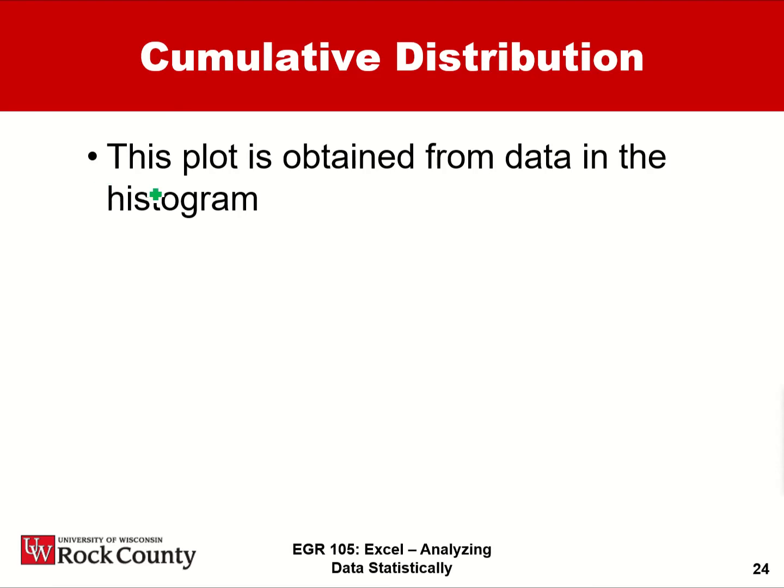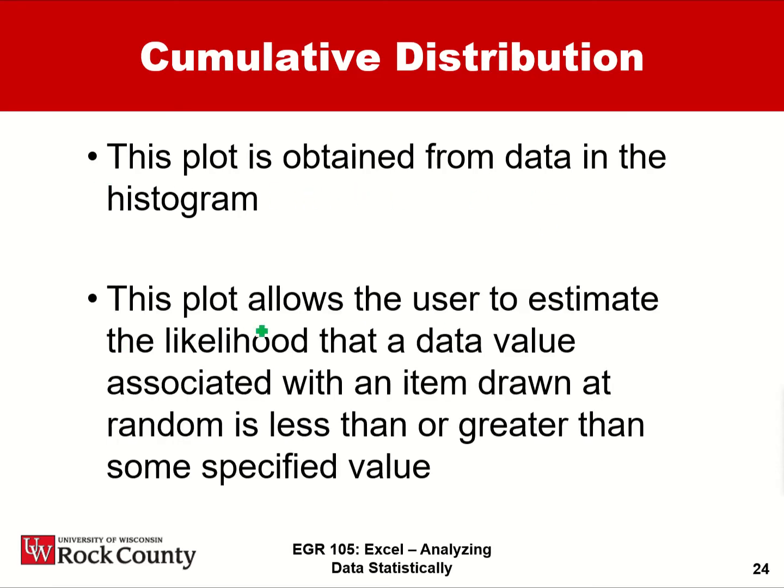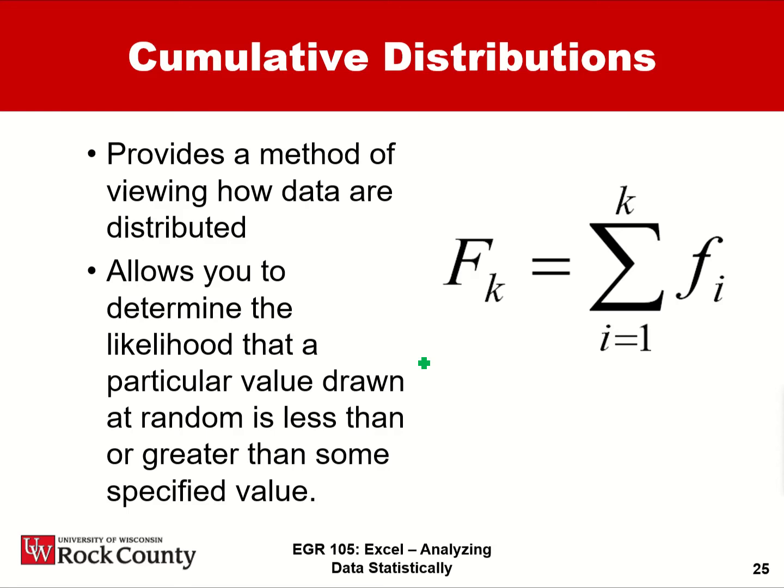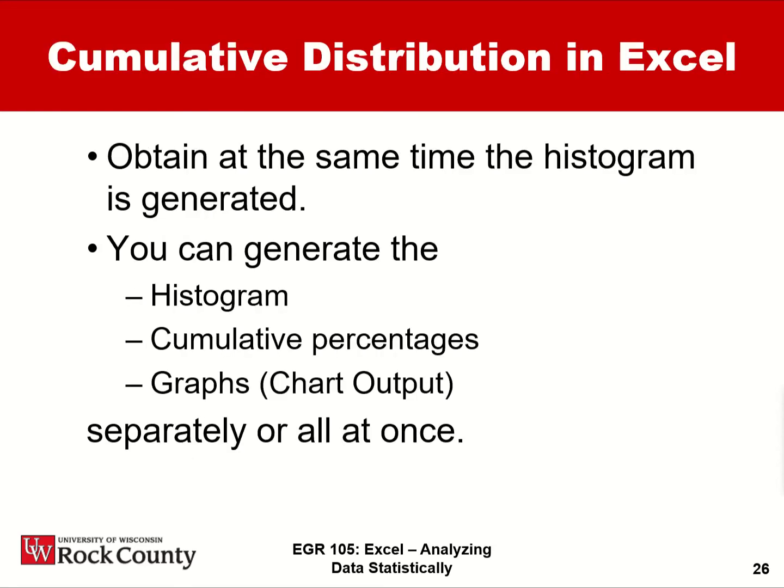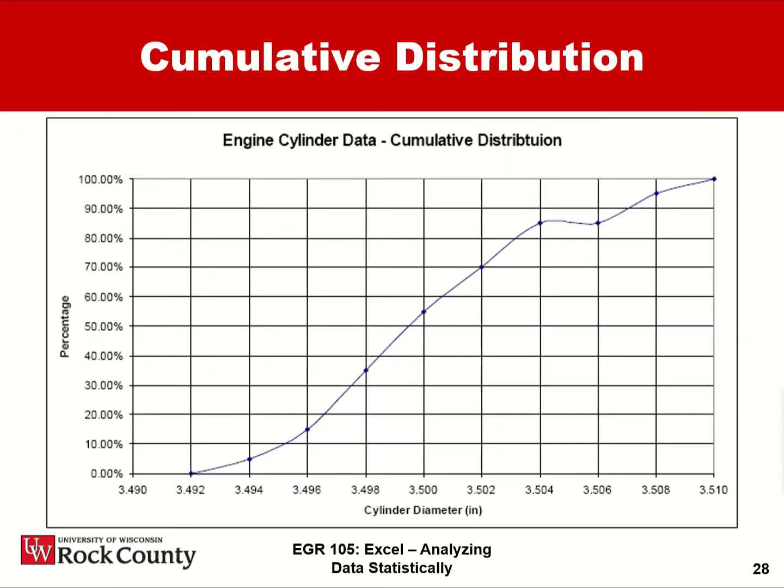Also, we can also plot a cumulative distribution on the graph, right? And this plot allows the user to estimate the likelihood that the data value associated with an item drawn at random is less than or greater than some specific value. So it gives us the likelihood or probability. That's what that means, it's a probability. Okay, and this is the formula. Don't worry about that. It'll calculate it for us, all right? We can get both of these at the same time and put them on one chart if we want. Okay, so let's take a look at that.